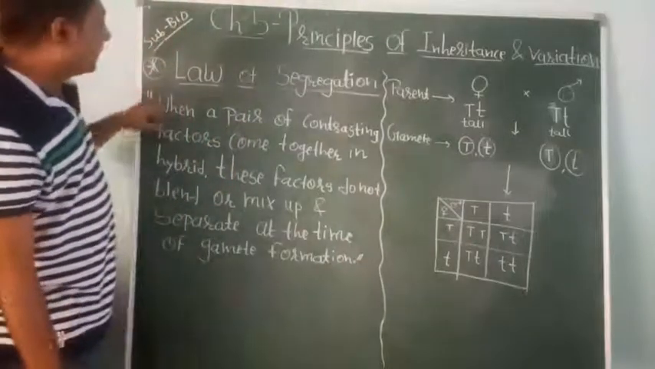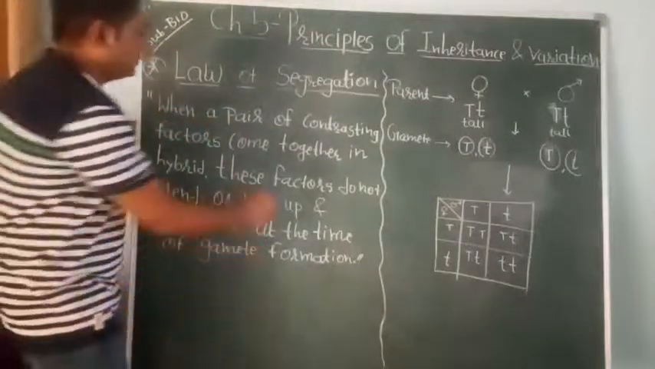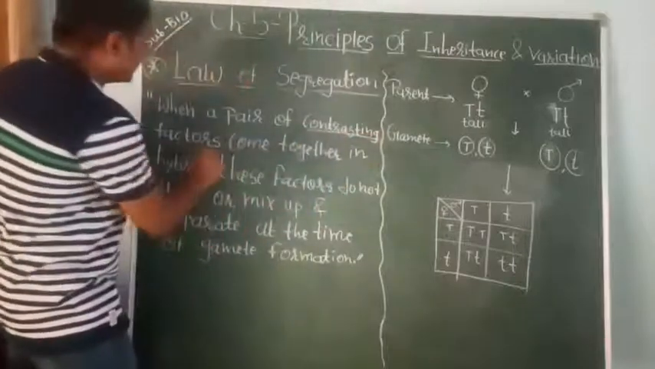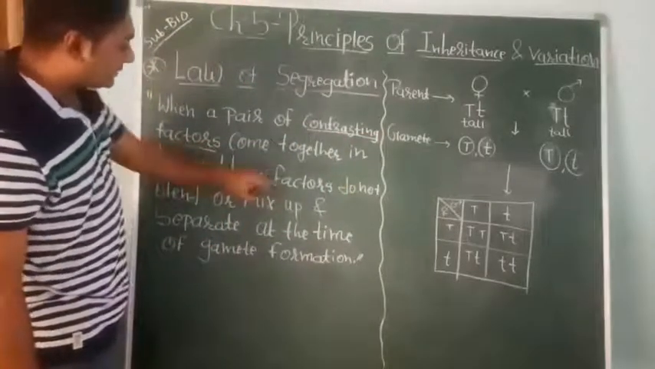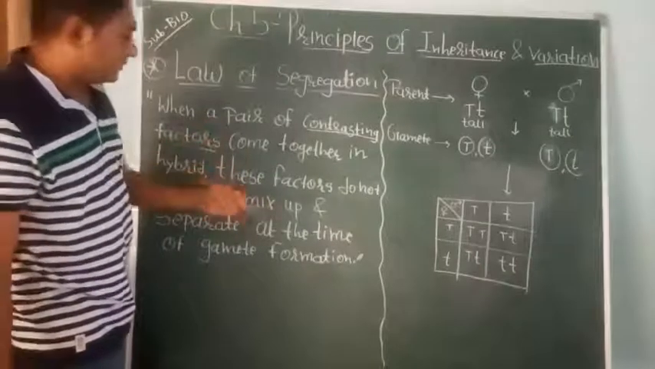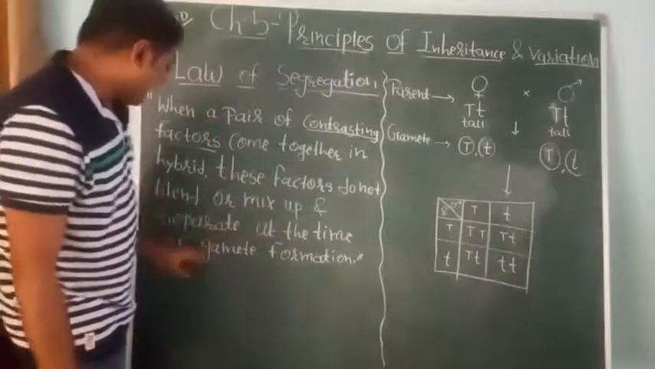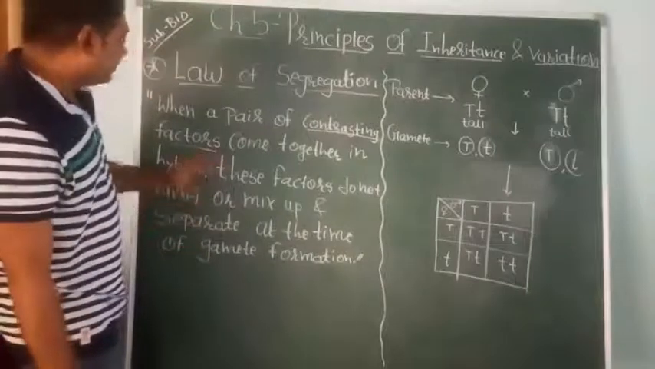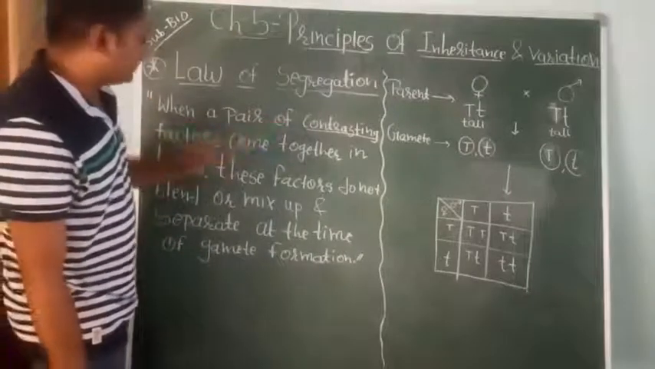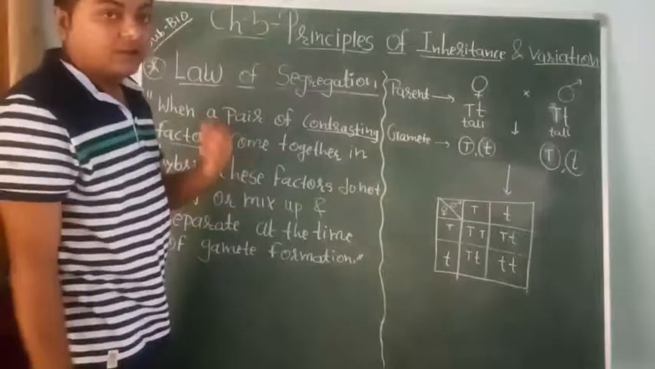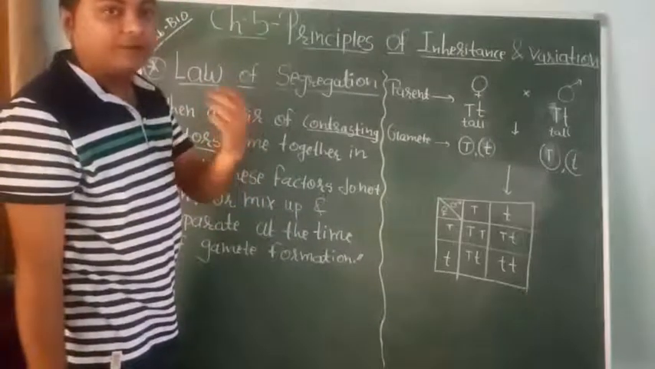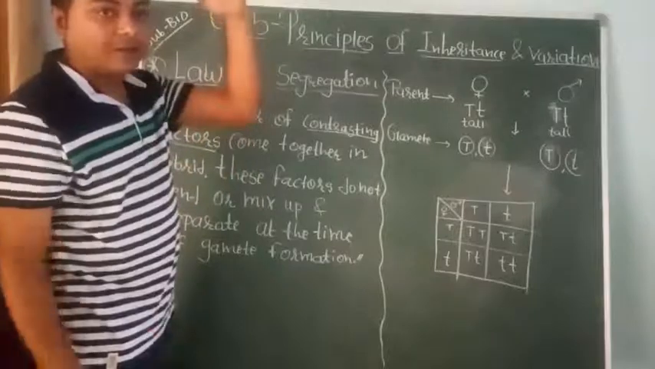It is: when a pair of contrasting factors come together in hybrid condition, these factors do not blend or mix up and separate at the time of gamete formation. So what is a contrasting character? We have already learned about the different types of characters and contrasting characters. Like height of plant, there are two contrasting characters: tall height and short height.